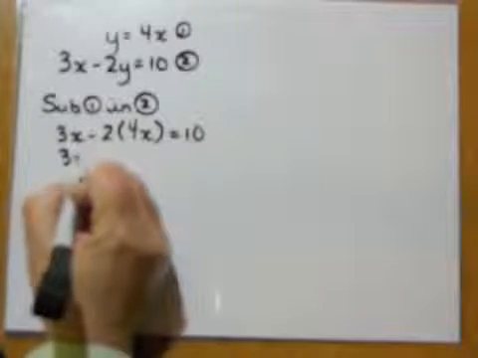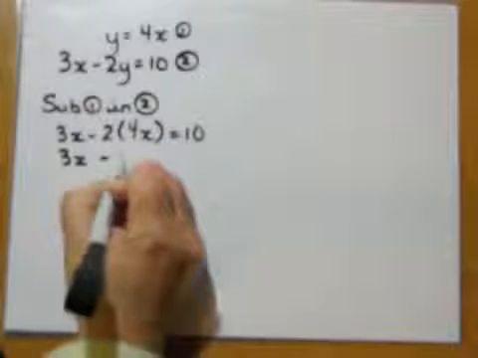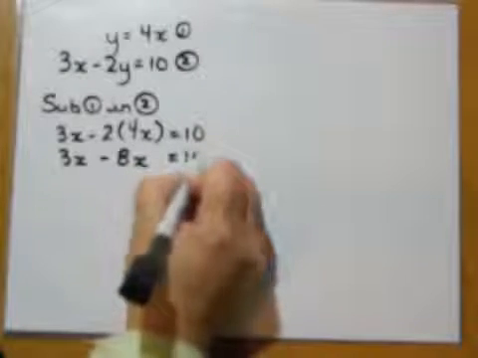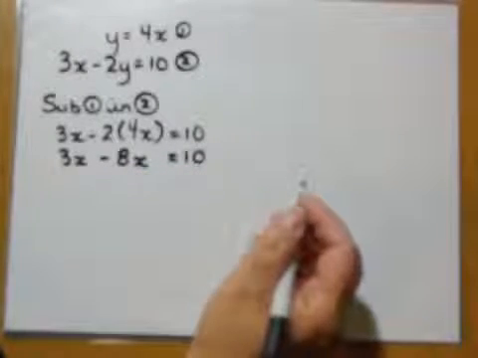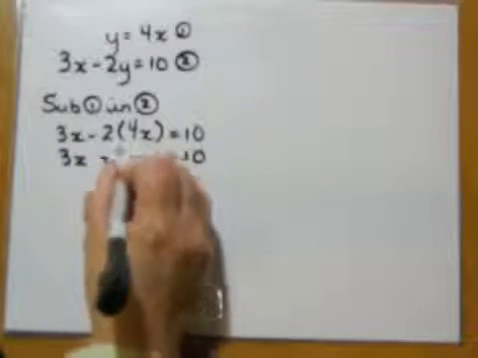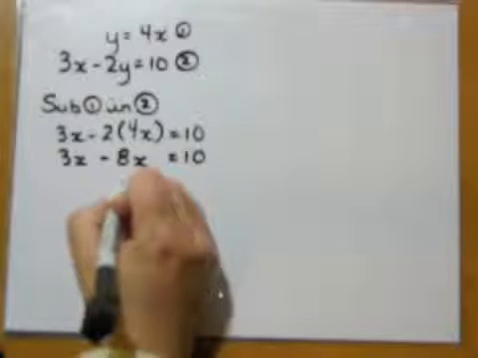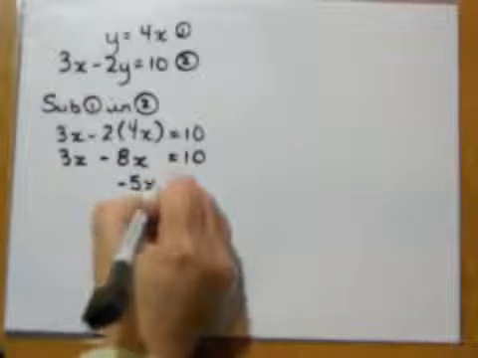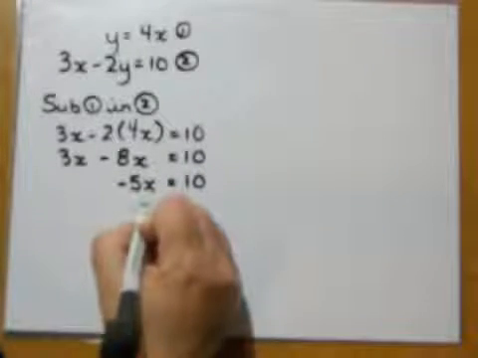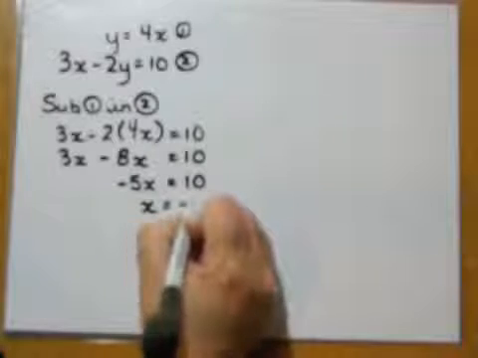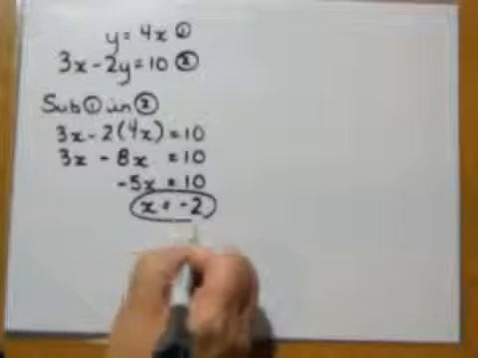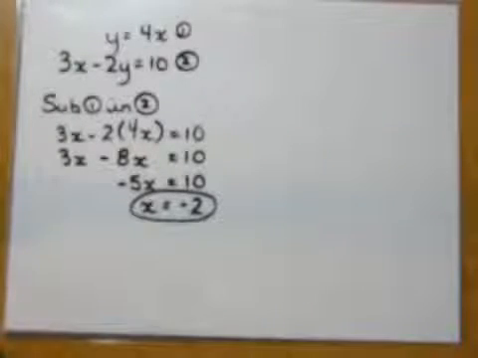So we have 3x, negative 2 times 4x is minus 8x, equals 10. And 3x minus 8x, when we put those together, these three positives cancel out 3 of those negative x's, and so I'm left with negative 5x equals 10. Now we'll divide both sides by negative 5, and I know that x equals negative 2. So I'm halfway done. I now know what the x point is. I just have to figure out what the y point is.